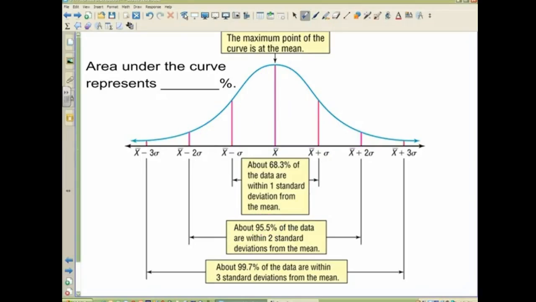Finally, the last one that we're going to talk about is 99.7% of the data is captured when we are 3 standard deviations away from the mean. So we're way out on these narrow tails and capturing almost all of the data, 99.7% of the data. The area under the curve is 100%. So there is still some data out here at these very tails, okay?